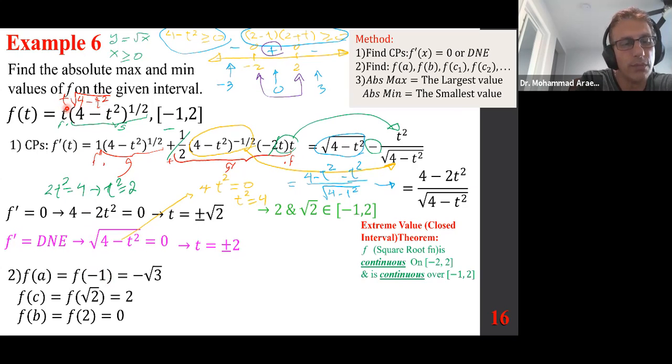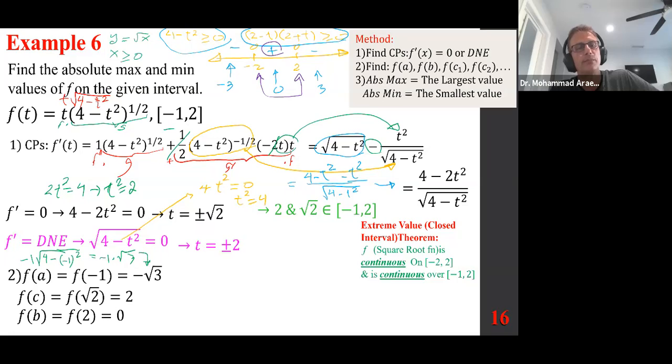If I put -1, I get -1 times square root of 4 minus -1 squared. So I hope you realize -1 squared is 1, 4 minus that is 3. So you have -1 times the square root of 3. And that's how you get this one. Okay. Now we are going to look at the next part by putting square root of 2 inside.